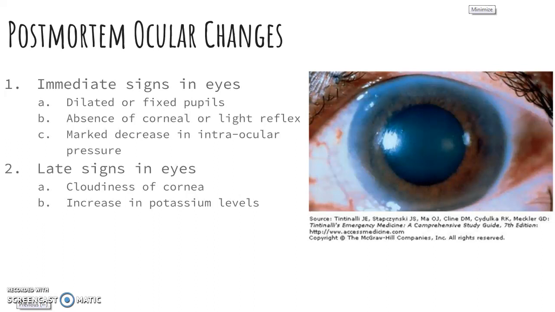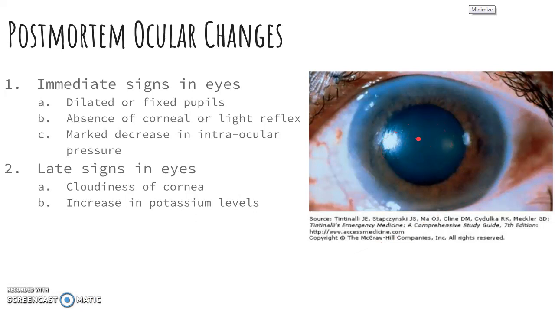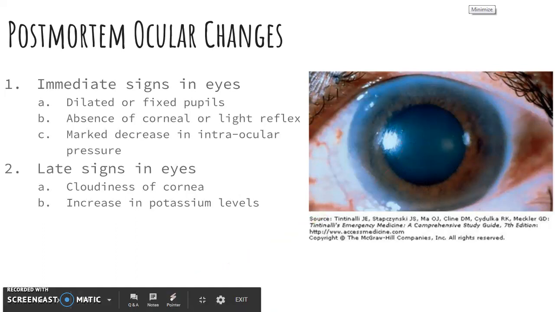And then there's a marked decrease in intraocular pressure. Later signs that you see are cloudiness of the cornea, which you can see right here. It's kind of cloudy. It's not a pure black dot. And then there's also an increase in potassium levels.